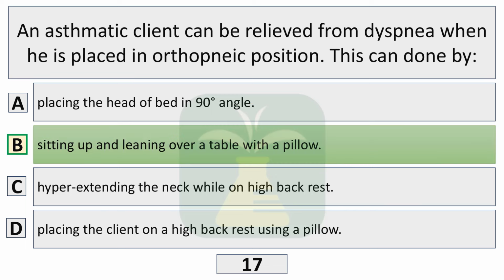Correct answer, B. Sitting up and leaning over a table with a pillow. Clients with difficulty breathing often prefer sitting up and leaning over a table to breathe. This is called orthopneic position. Place a pillow on the table to increase the client's comfort.